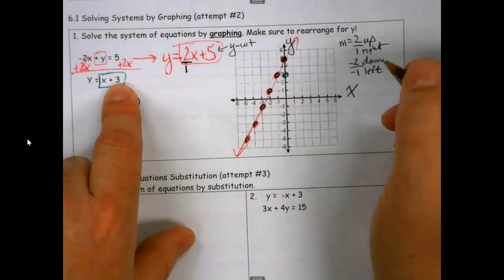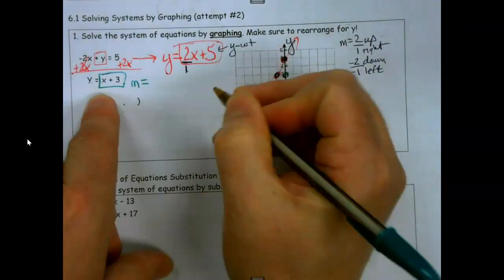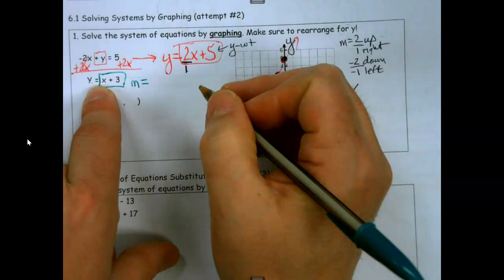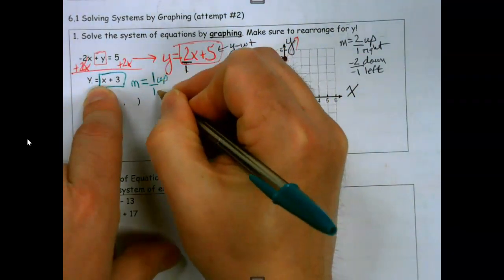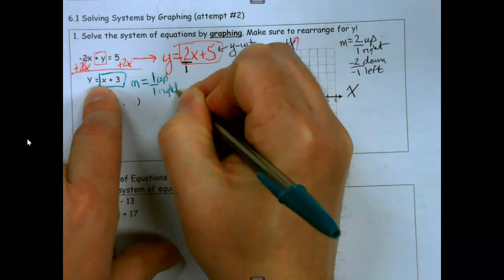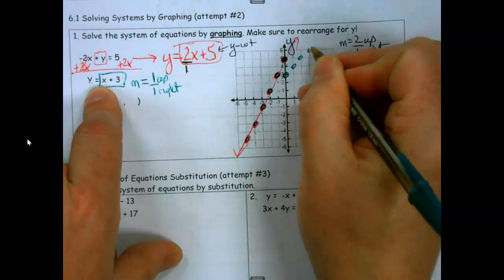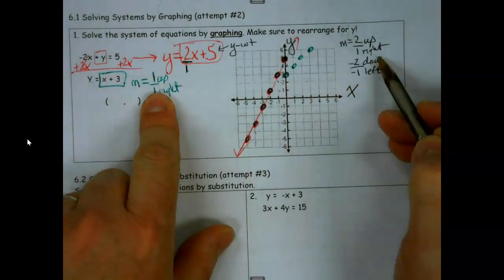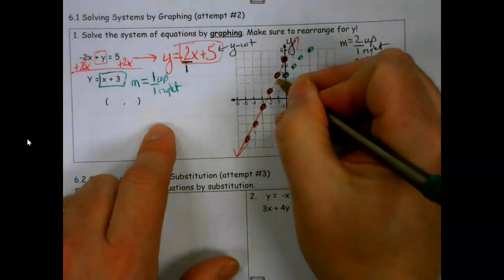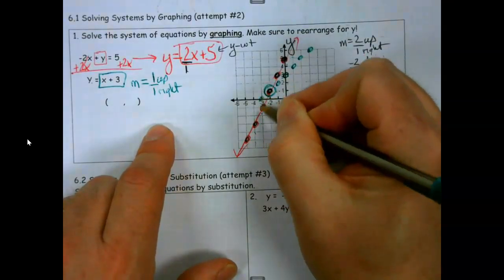I do it for the other one. Okay, 3 is my y-intercept. What number's in front of x when I don't see one? 1. So again, I can go up and right. Up 1, right 1. But I also go down and left, down and left. There we go.